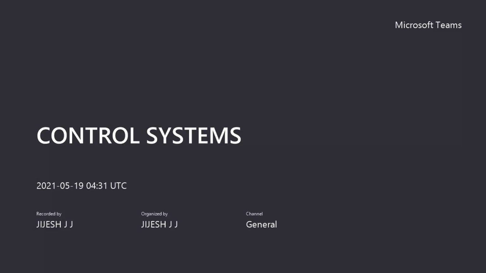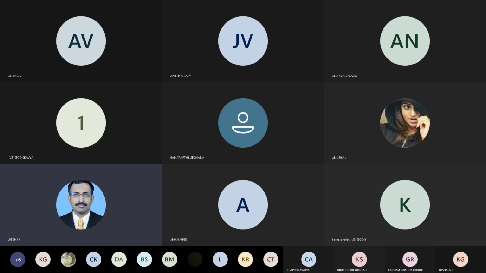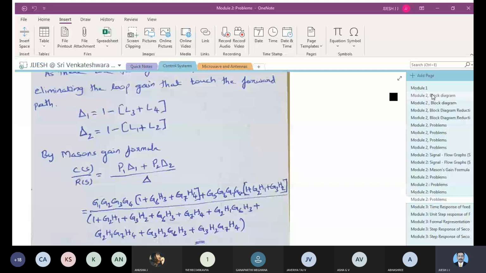And we will start with this. So in the previous class, we discussed block diagram reduction, from where the module starts. It's just a revision of what we have studied in the previous class. So the second module part is completed.